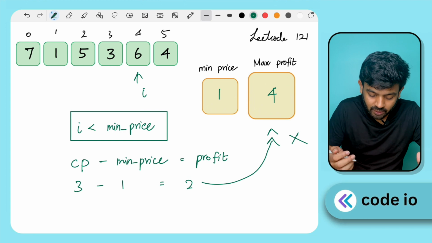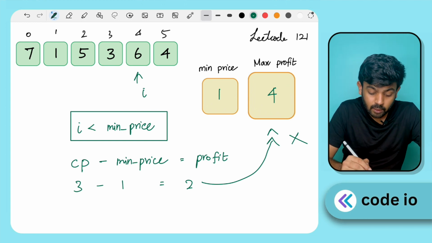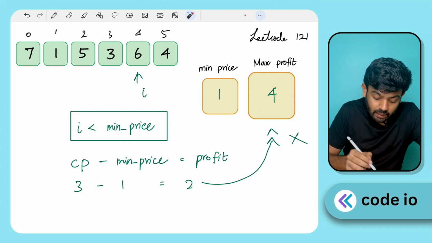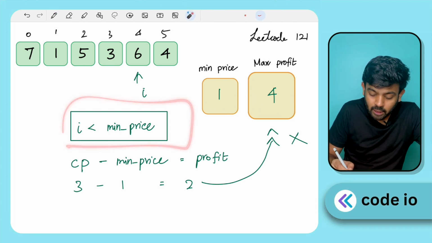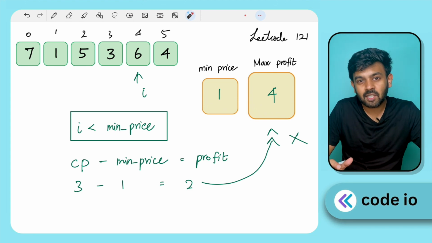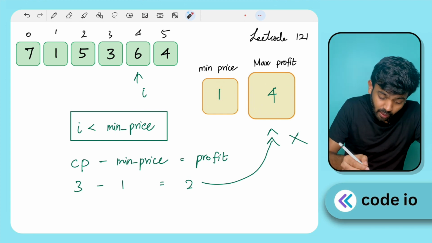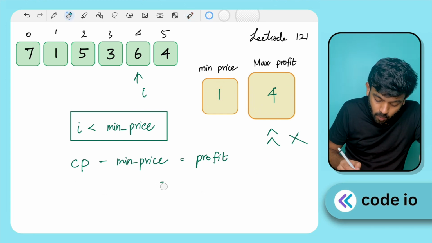Okay, now I am very sure that you have got the gist of it, but let me just go through 2 of these iterations, right? So the value 6 is my current price and I am comparing that with my minimum price. 6 is not lesser than 1, so my minimum price still stays at 1. So I am just going to compute my profit here.